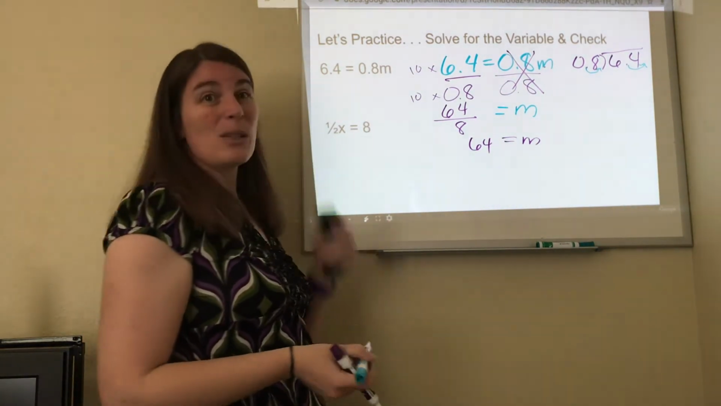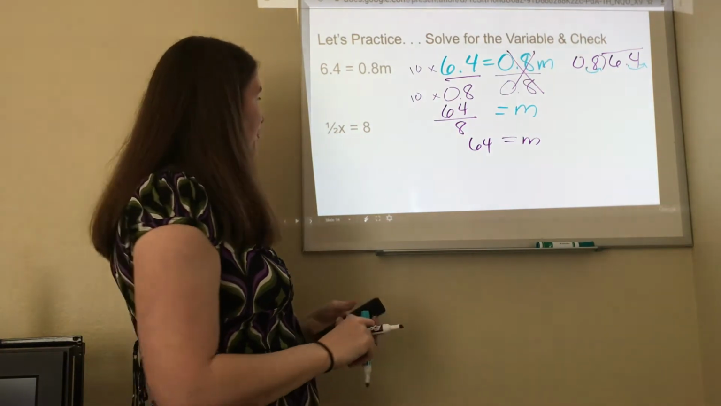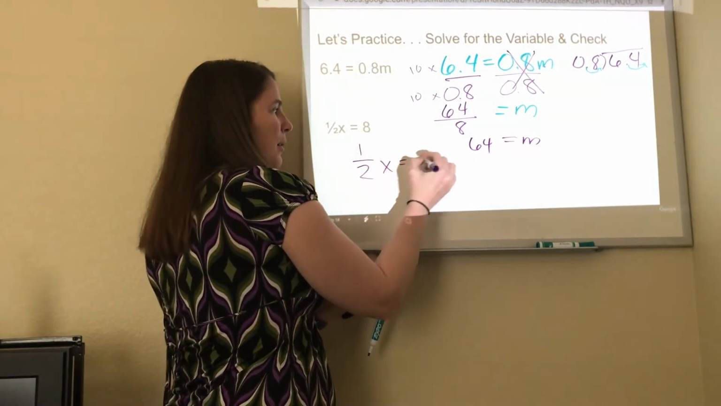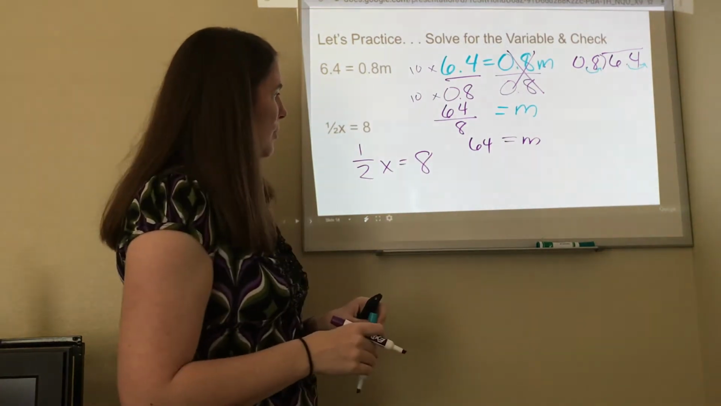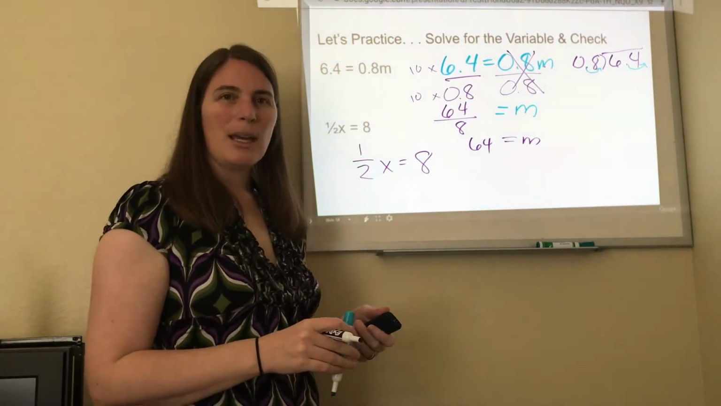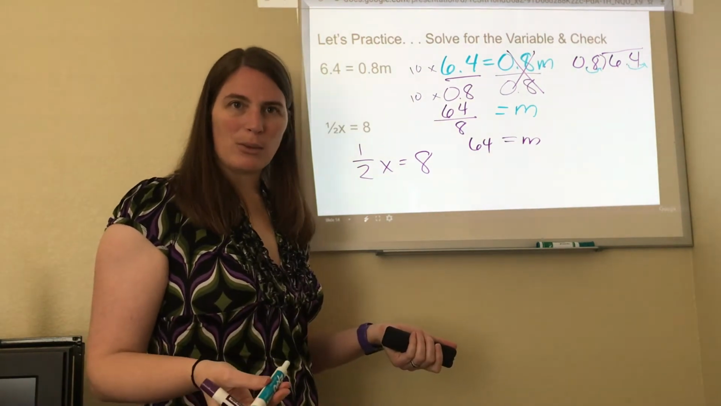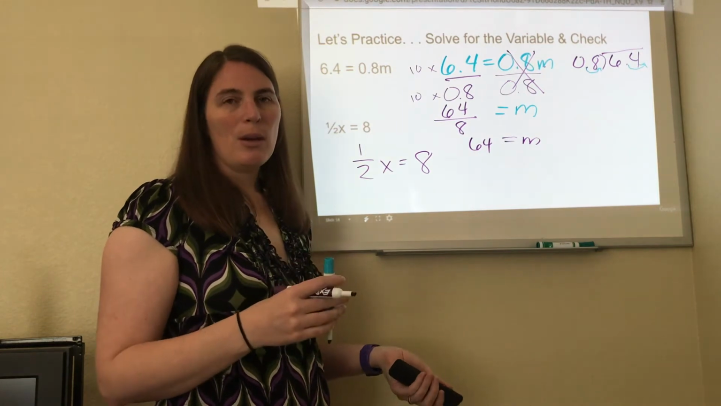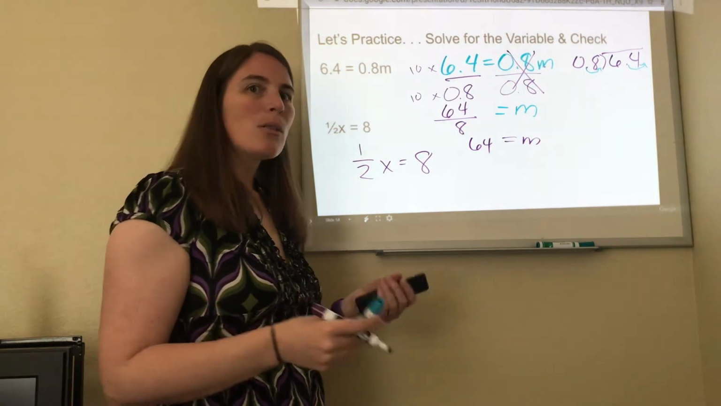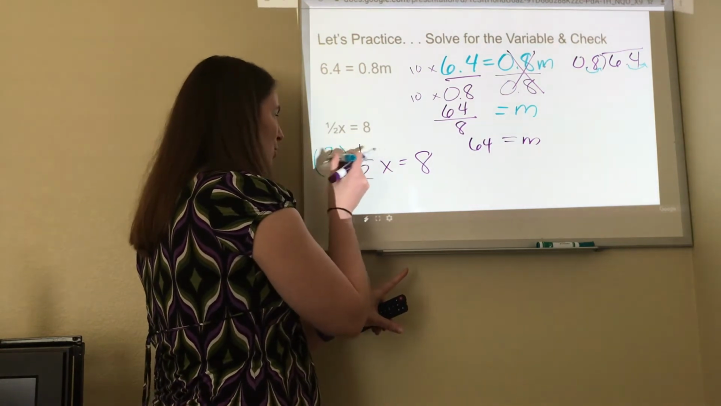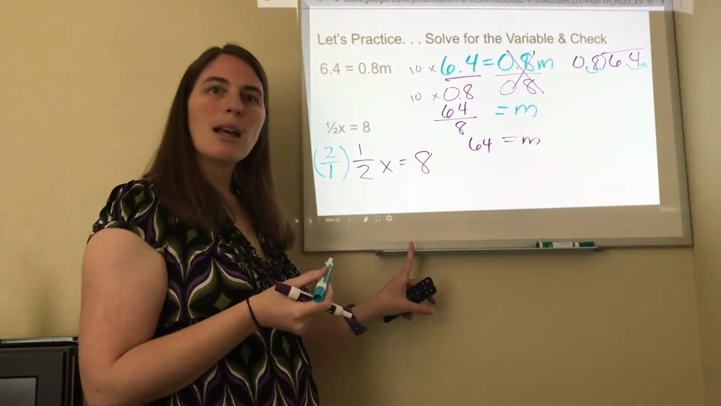All right, let's go on to this one. This one's a little bit more simple. So I have 1/2 x equals 8. Well, I have half of x. I want to get to a whole, right? How many halves do you need to get to a whole? 2. So we would multiply both sides by 2. In this case, I want you to multiply by the inverse. So you're going to multiply by 2 over 1. This is going to help for other fractions.